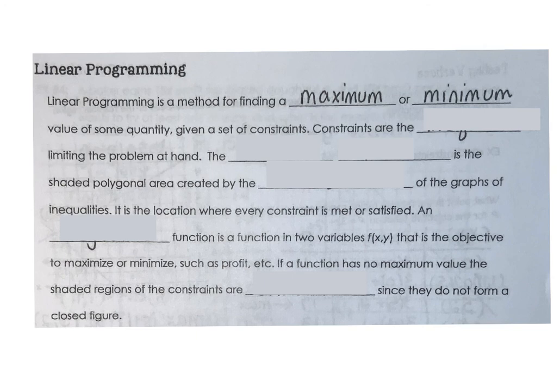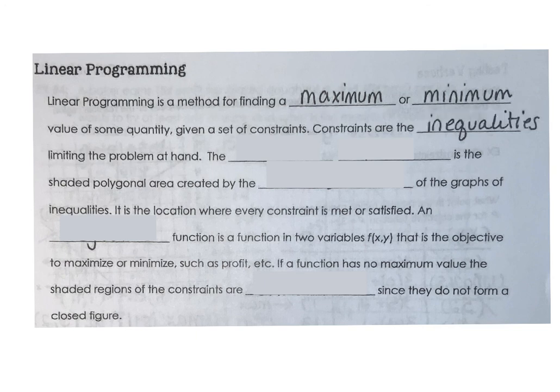If they're asking what the maximum or minimum is, then you are going to tell them the value that happens when you plug it back into your objective function. If they ask for when it occurs, you're going to give the x and y value where it happens. And it just depends on what the problem is asking for.